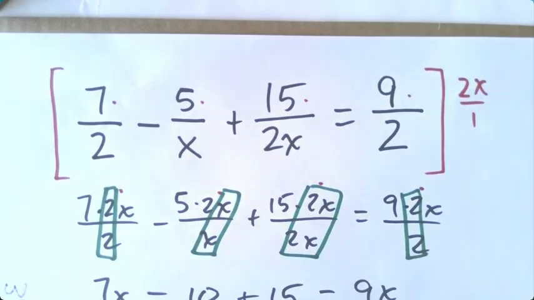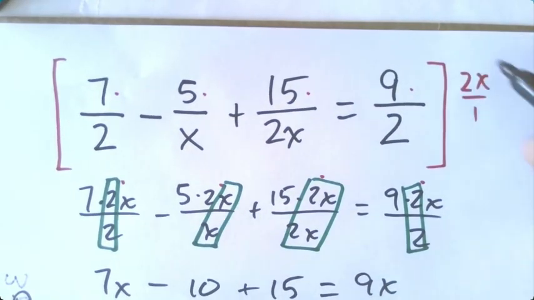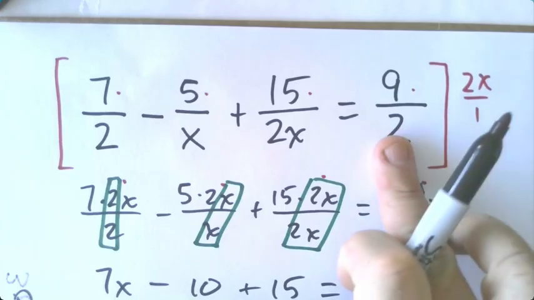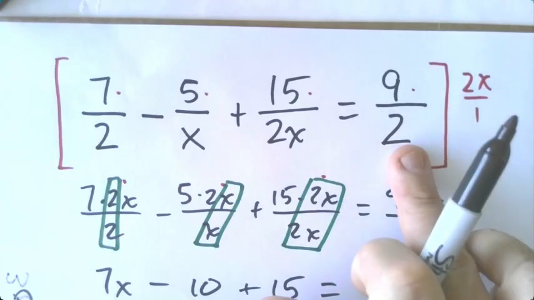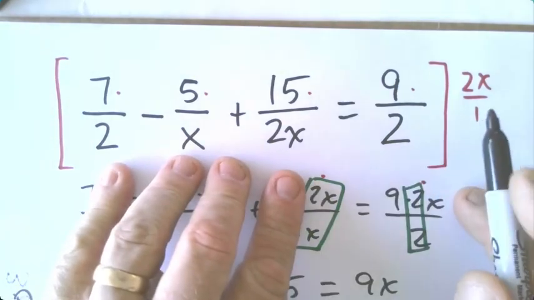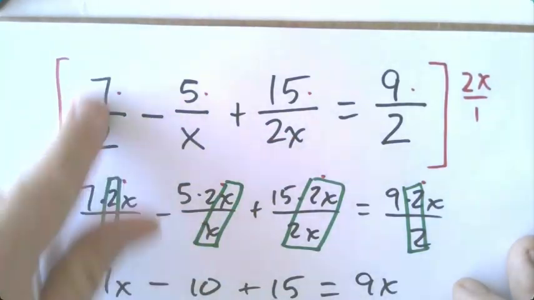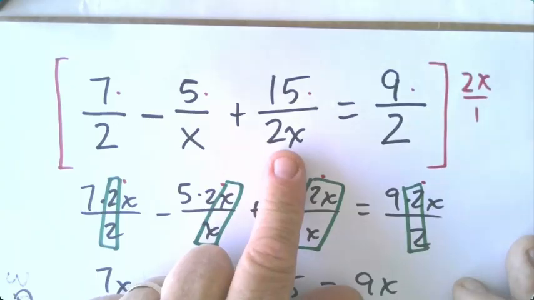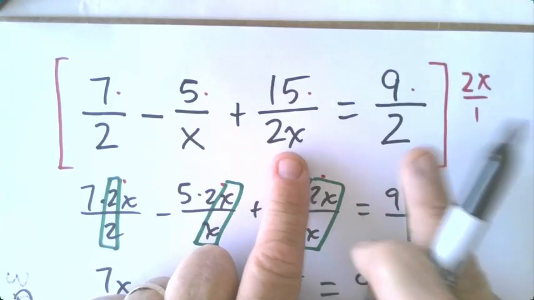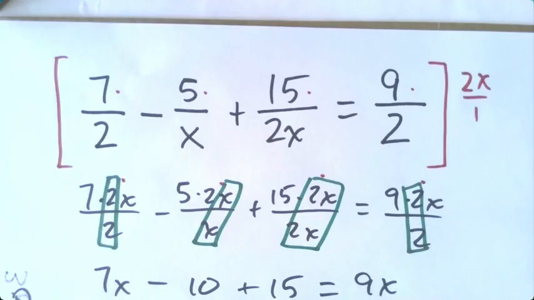So when I'm looking at this, I have this powerful tool of being able to destroy or bust fractions by multiplying both sides, this side and this side, by 2x. And you guys, it has to be all the terms, right? I look at this and I see 1, 2, 3 terms on this side, 1 term on this side. All terms were multiplied by 2x.